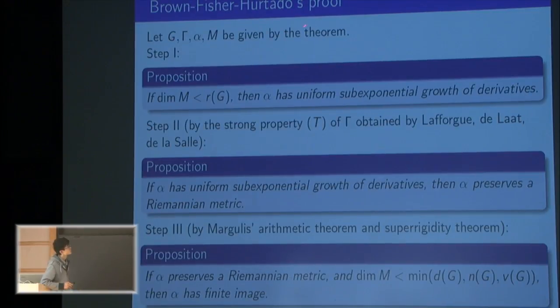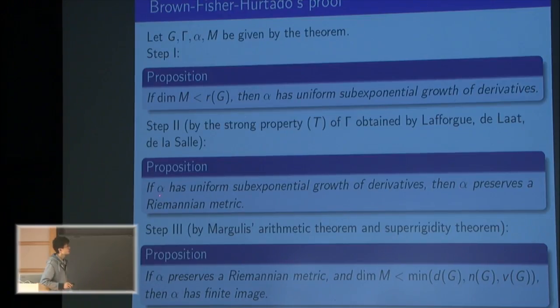So we have a few words about their proof. The proof consists of three steps. In the first step, they show that when the dimension of M is smaller than RG, the so-called resonant codimension, which in many cases equals VG, alpha has uniform sub-exponential growth of derivatives. It means that the derivative growth can be well controlled by the word length on the lattice.